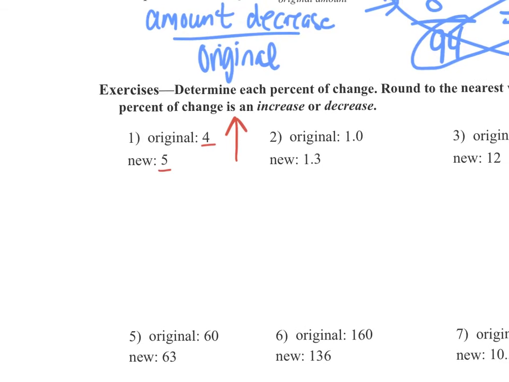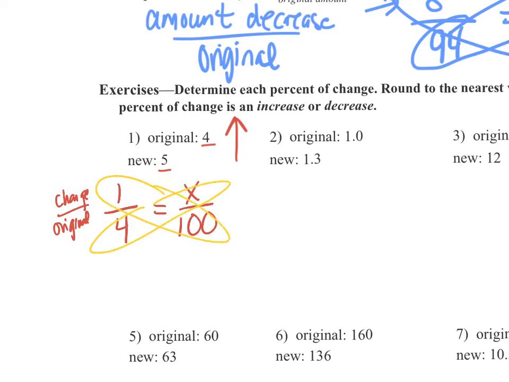So by how much did it increase? 1. Just 1. So I'm going to put that 1 on top because that's my change, on top of the original amount, which was 4. So change on top of original. Yeah, it's a lot easier when they're smaller. It makes so much more sense. And then the other half of that proportion is going to be my percent setup. So x over 100.